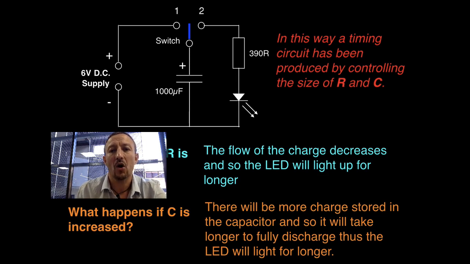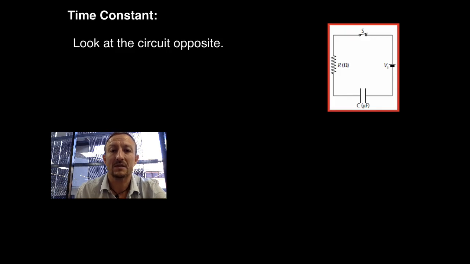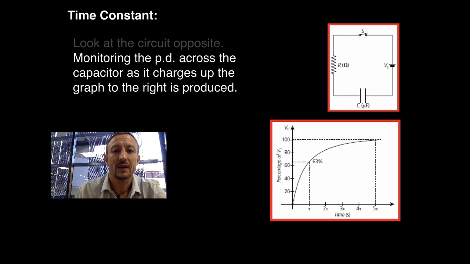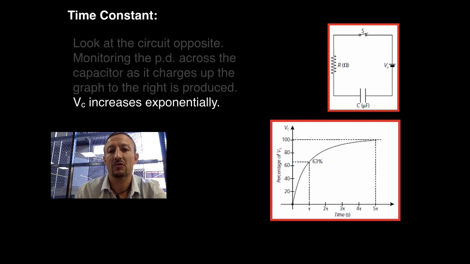Now, the combination of resistor to capacitor has been utilized with the idea of a time constant. If you look at this circuit that we've got opposite here, we've got a voltage supply, a capacitor in microfarads, a resistor in ohms, and a switch. If we were to monitor the potential difference or the voltage across the capacitor as it charges up, we would get a graph exactly as we saw in the last video on charging. So we get this exponential graph as VC begins to increase.